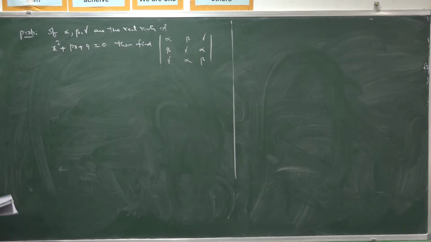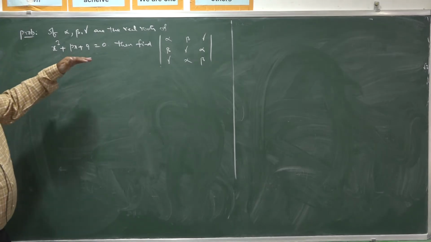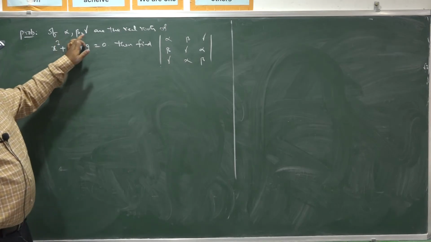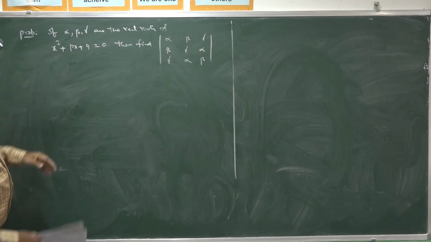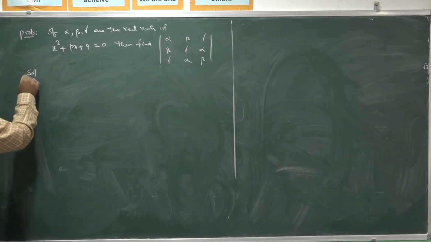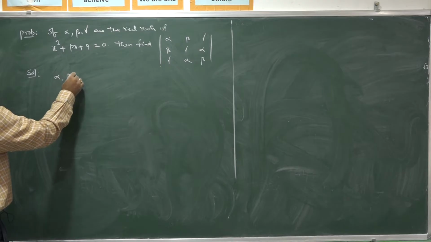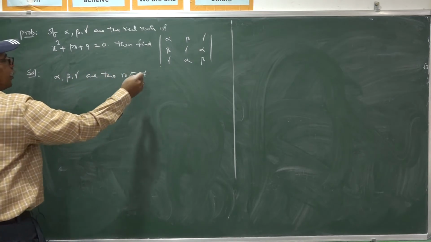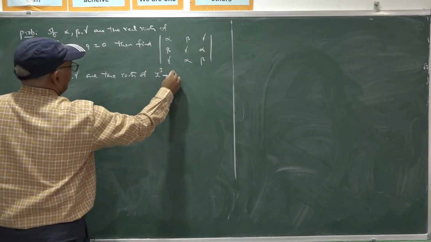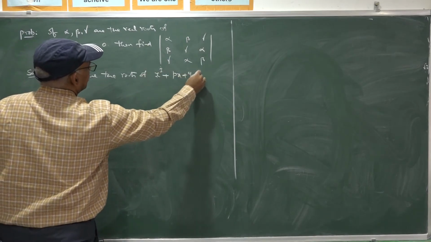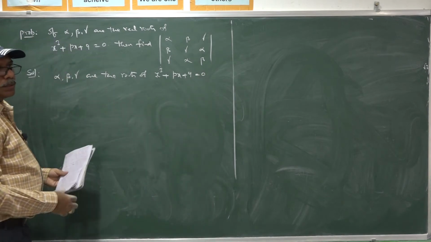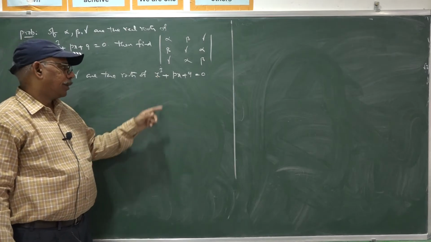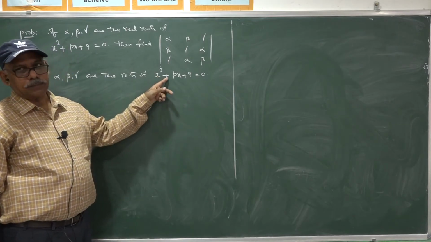A simple application of determinants to quadratic equations or theory of equations. Alpha, beta, gamma are the real roots of this equation, the roots of the cubic equation x cube plus px plus q equal to 0. In this cubic equation, there is no x square term. You can observe it. There is no x square term.